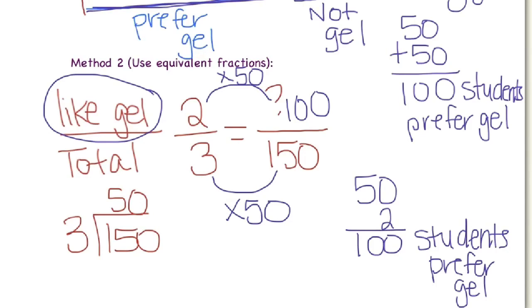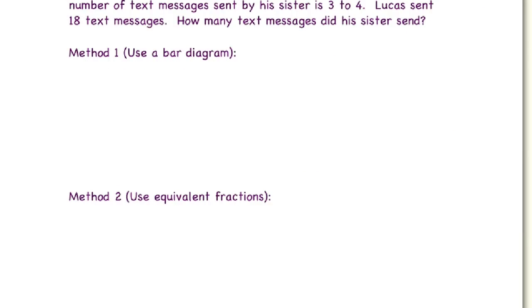Okay, if you need to pause the video, go ahead and do that, and then get ready to write down our notes for our second problem. Okay, let's go ahead and try example 2.